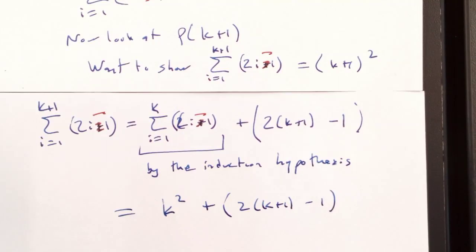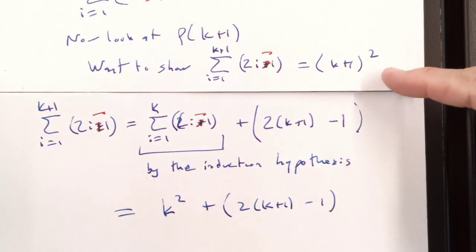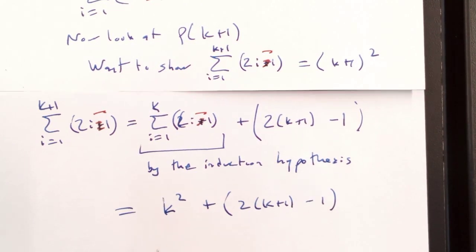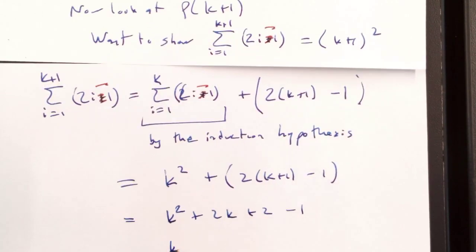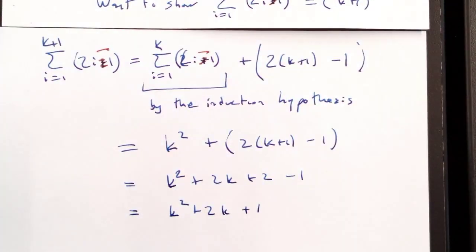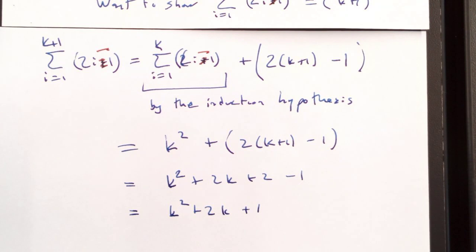Again, the goal is to keep in mind, the goal is to end here. So let me do a little algebra here. Multiply out that 2. Plus 2 minus 1 is k squared plus 2k plus 1. Hey, wait a minute. Back to that.